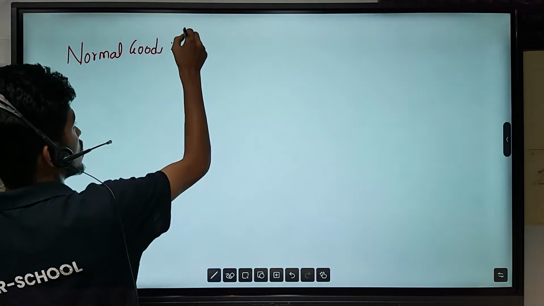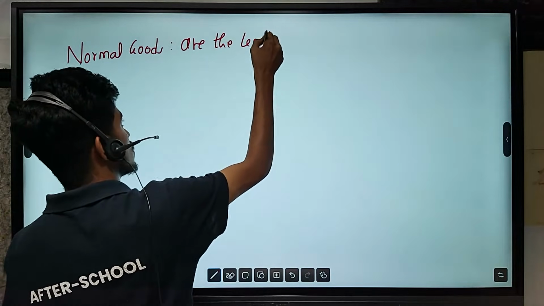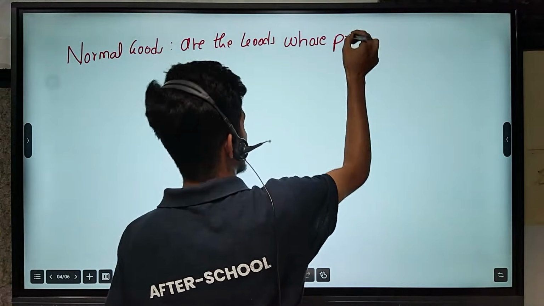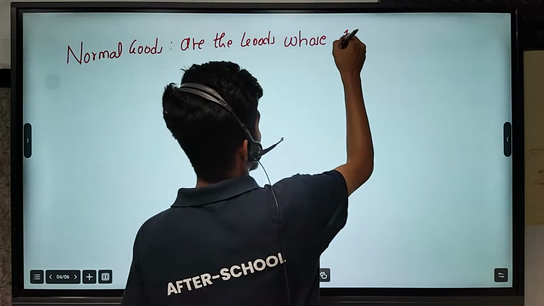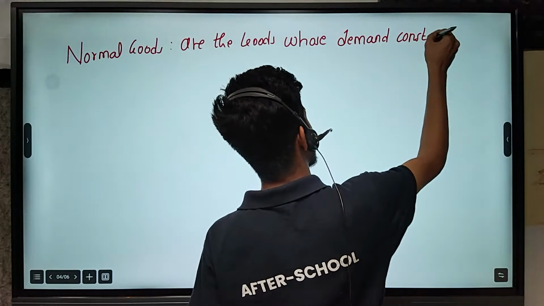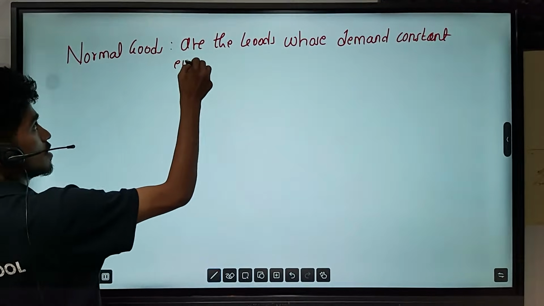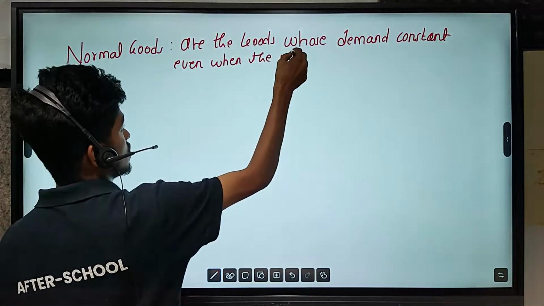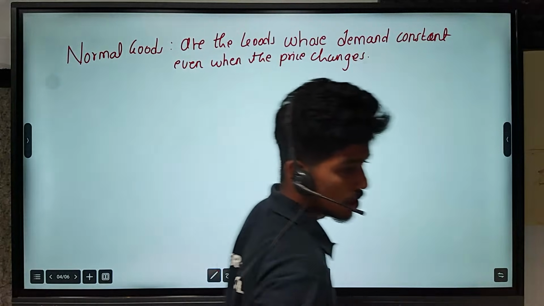Normal goods are the goods whose demand remains constant. Constant means same; the demand stays the same, it does not change, even when the price changes.